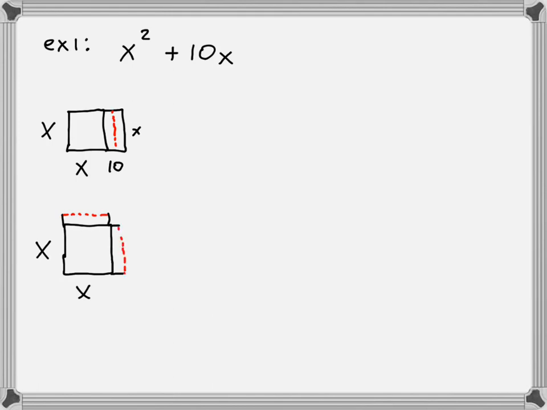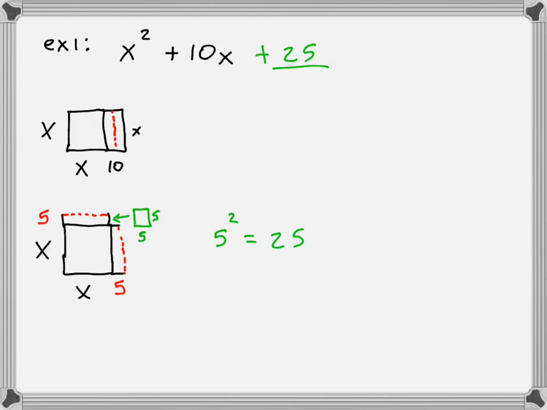So each of those, if we split 10, would be 5 and 5. Now we are missing a little square that needs to go in there that happens to be 5 by 5. So 5 by 5 would be 5 squared, which is 25. So the missing piece would be 25. How do we go ahead and factor it out?